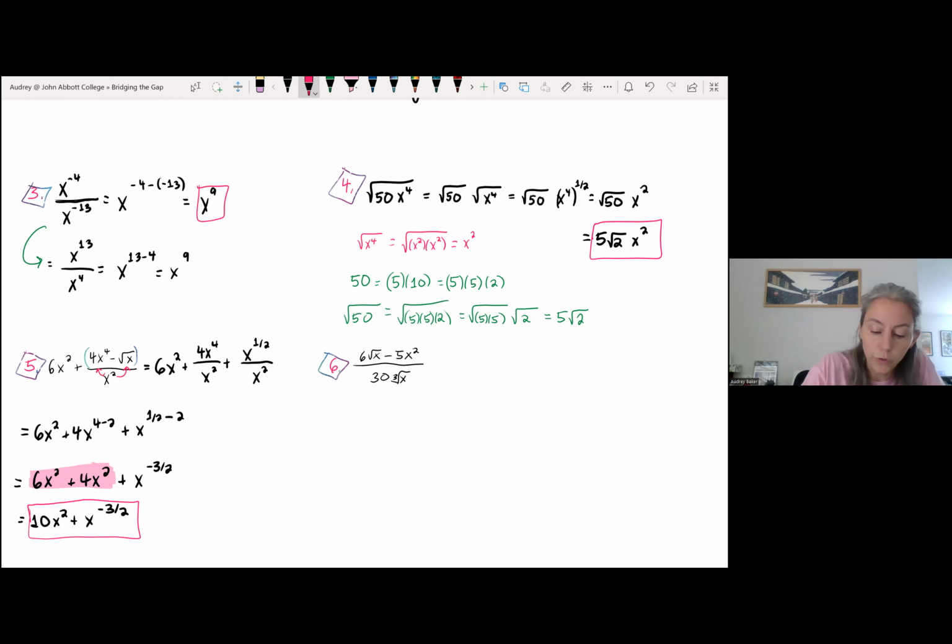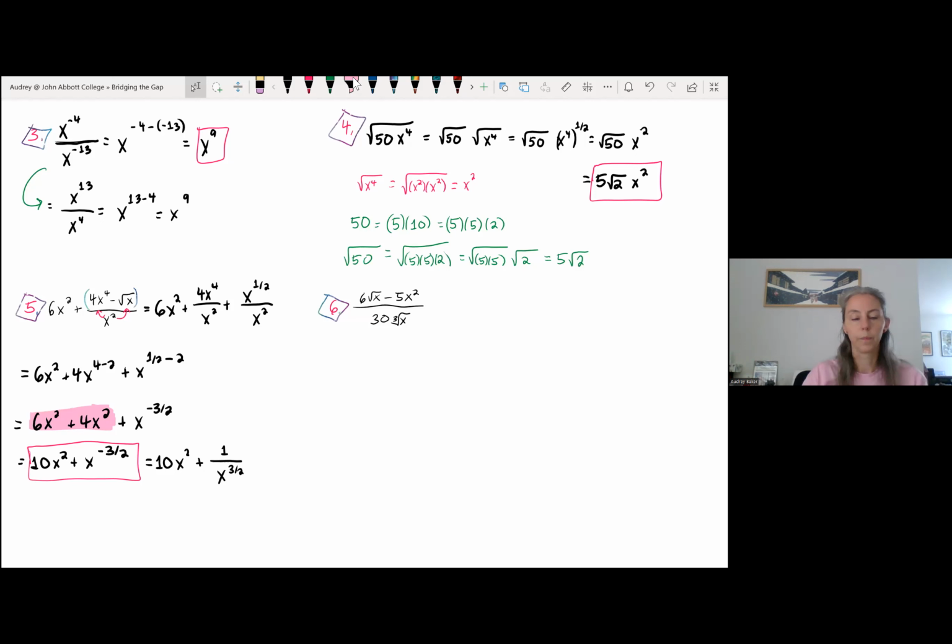However, it is sometimes useful to get rid of negative exponents, so we could also rewrite this using our negative exponent rule as 10x squared plus 1 over x to the power of 3 over 2. It's not useful or necessary in the context of a calculus class, but it can sometimes be helpful if you need to evaluate to think about what x to the 3 over 2 actually means. Remember, that is the same thing as saying the square root of x cubed. So if I needed to plug something in, understanding that would be useful.